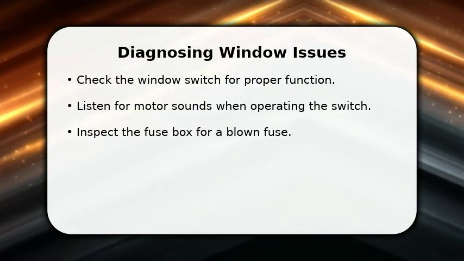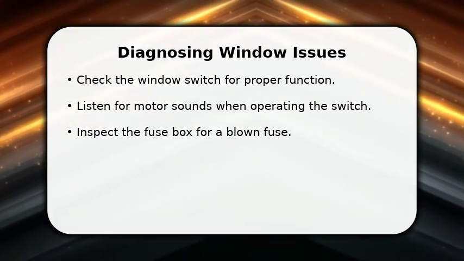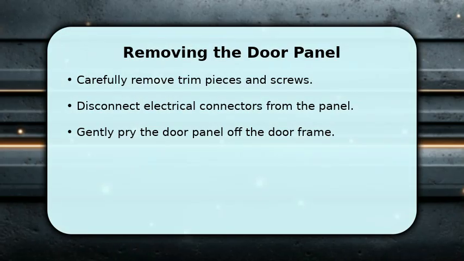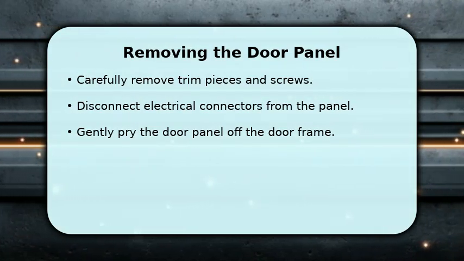Next, locate your vehicle's fuse box and inspect the fuse related to the power windows for any signs of a break. Once you've identified the issue, the next step is to access the internal components.